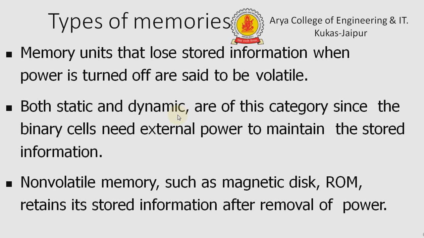Memory units that lose stored information when power is turned off are said to be volatile, and RAM is a volatile memory. It stores information as long as power is supplied to it. Its contents are lost when the power supply is switched off or interrupted. The user has to reload the program and data when power supply is resumed. Both static and dynamic RAM are of this category, since the binary cells need external power to maintain the stored information.